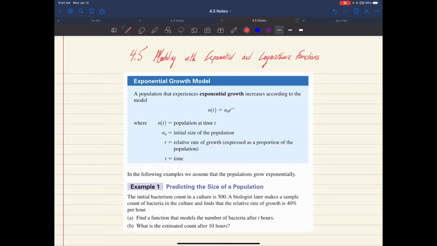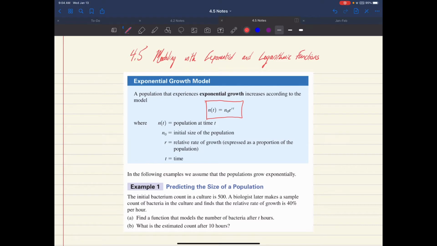Today we're looking at 4.5, which is modeling with exponential and logarithmic functions. So we'll look at just a few models here. The first one, one of the most common ones, is the exponential growth model. It says a population that experiences exponential growth increases according to the model N of t equals N sub 0 times e to the rt.